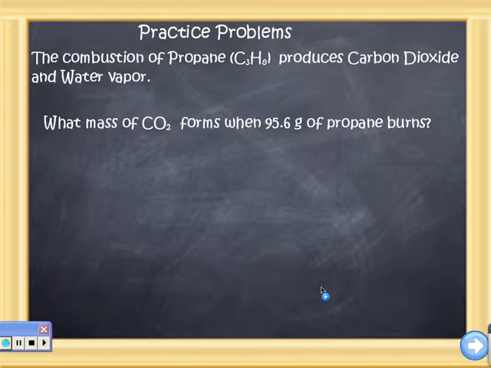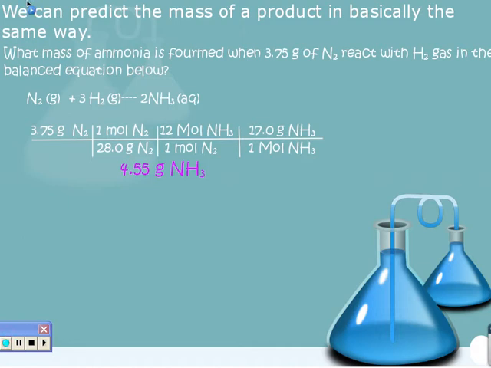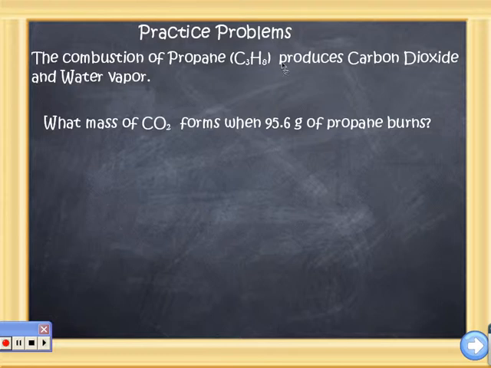Okay, so you have some practice problems that you need to put in your listening check journal. This is the combustion of propane, C3H8. It produces carbon dioxide and water vapor. What is the mass of carbon dioxide formed when 95.6 grams of propane burns? This is a listening check, so please remember that you might need to go back and view this wonderful piece here. Because remember, you're going to have to balance. I did not give you the equation. You're going to have to balance the whole thing out.